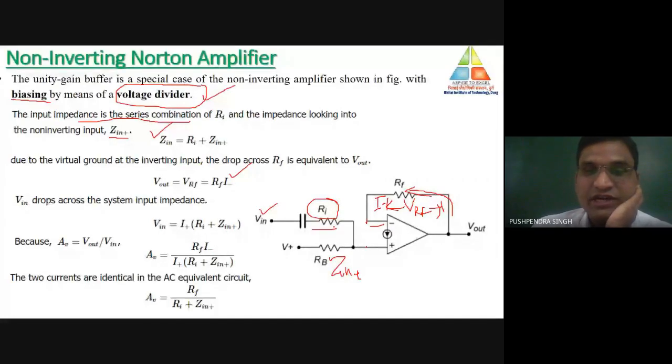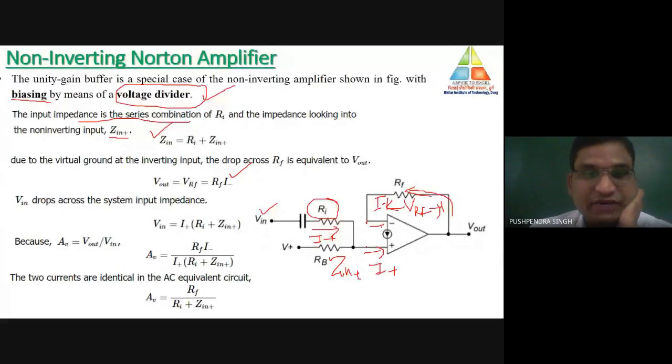What is the value of current at the non-inverting terminal? At the non-inverting terminal of Norton's amplifier, the value of current is I plus. So I plus multiplied by this impedance Zin will be equal to the voltage. Zin, already calculated in equation number 1, is equal to Ri plus Zin plus. So that is the value of the total input voltage.